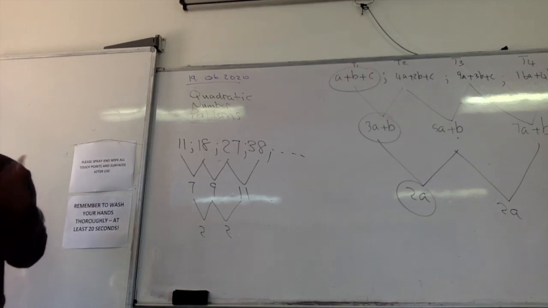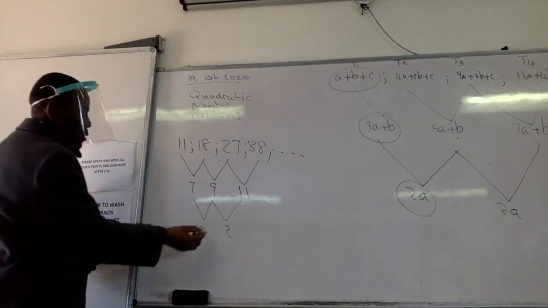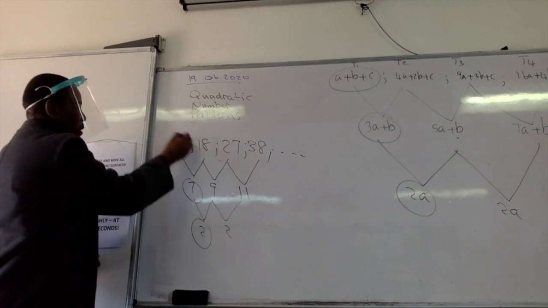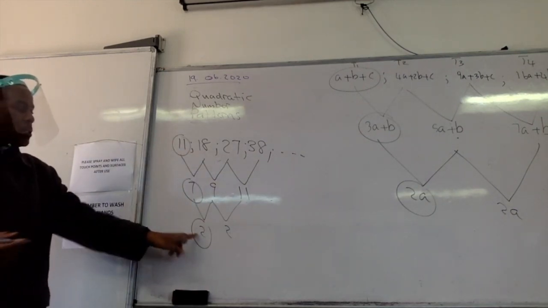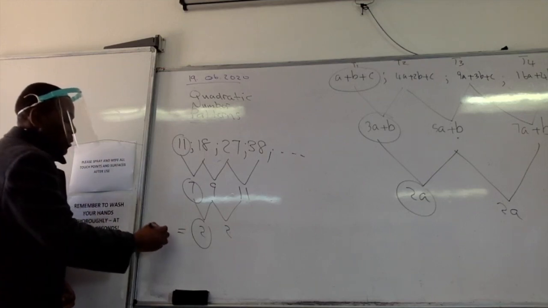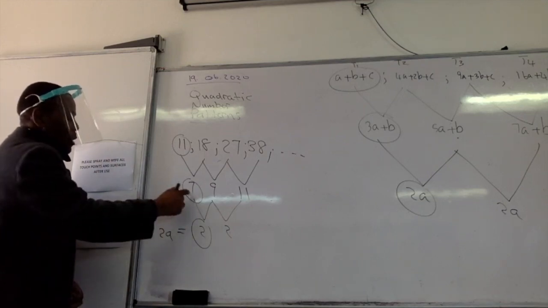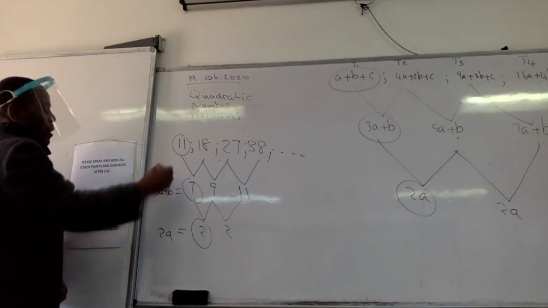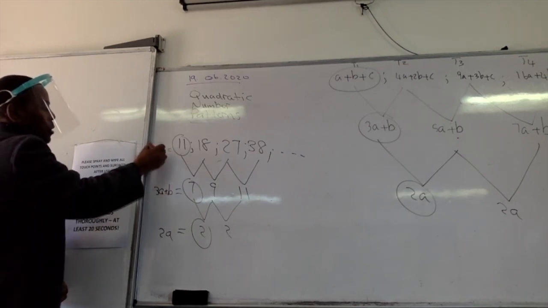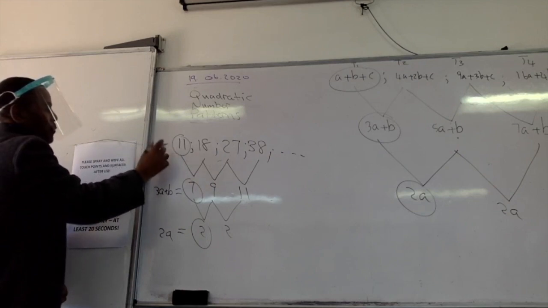Because there is a constant second difference. Then you take note of your magic numbers. Take note of those magic numbers. This one is always equal to 2a, and that one is always equal to 3a plus b, and that one is equal to a plus b plus c. All right.